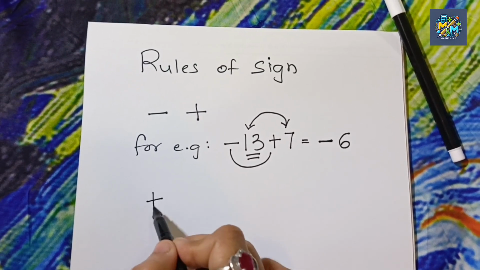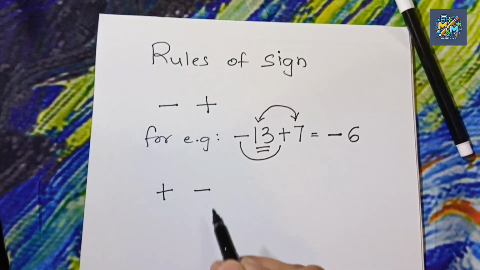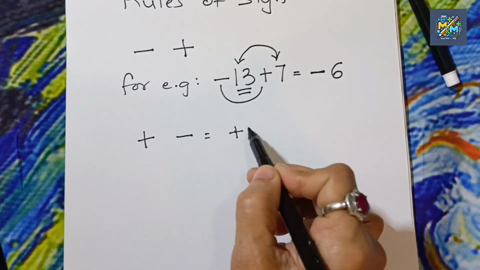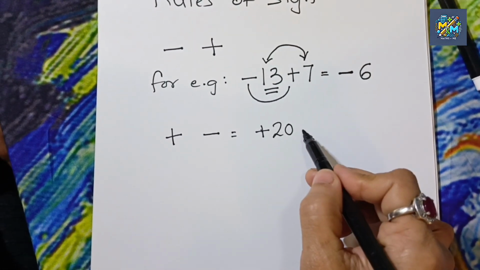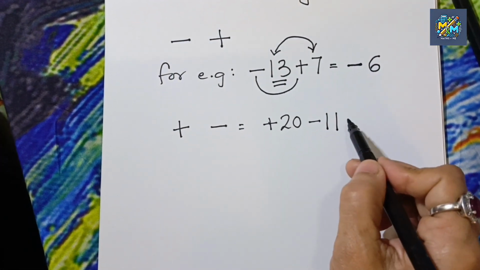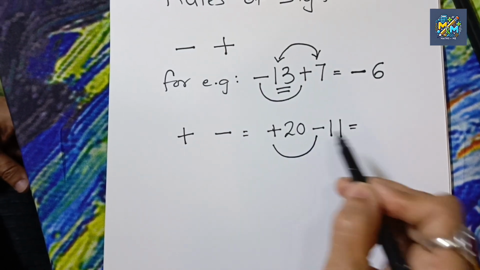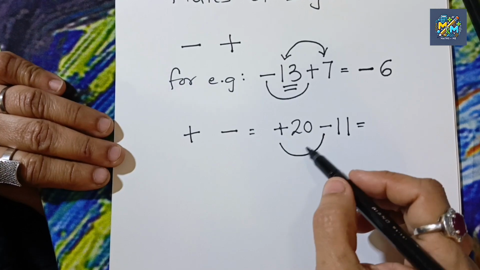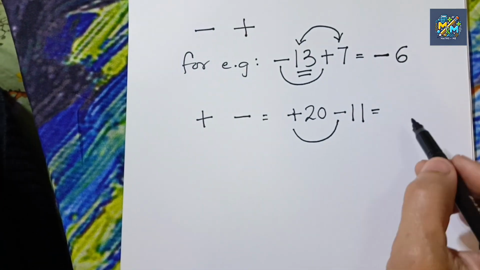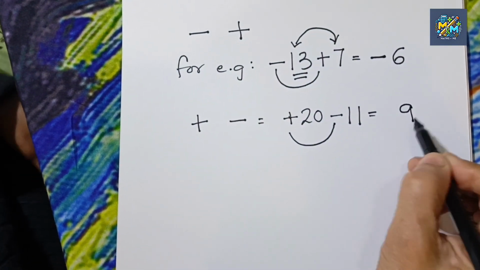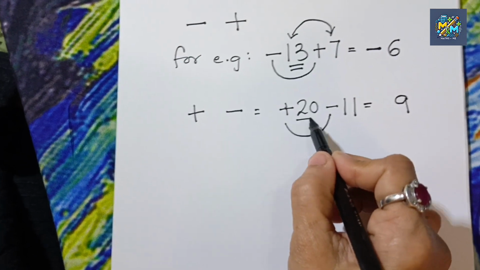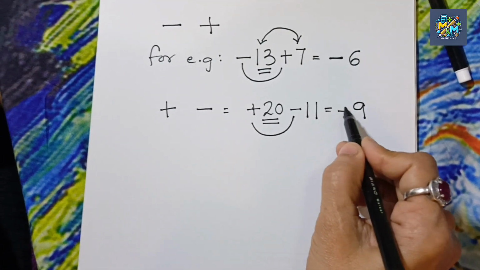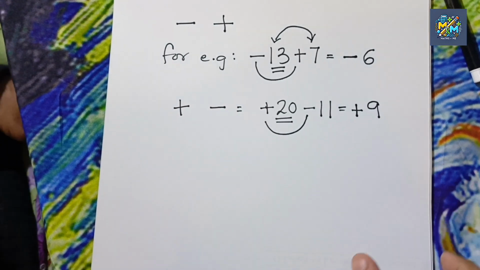And in the other example, if there is a plus and a minus, what am I going to do? Let's assume I am having plus 20 minus 11. Again, two opposite signs, so I obviously need to subtract the numbers. 20 minus 11 is going to be 9, and the bigger number here is 20. So my answer will definitely have a positive sign.